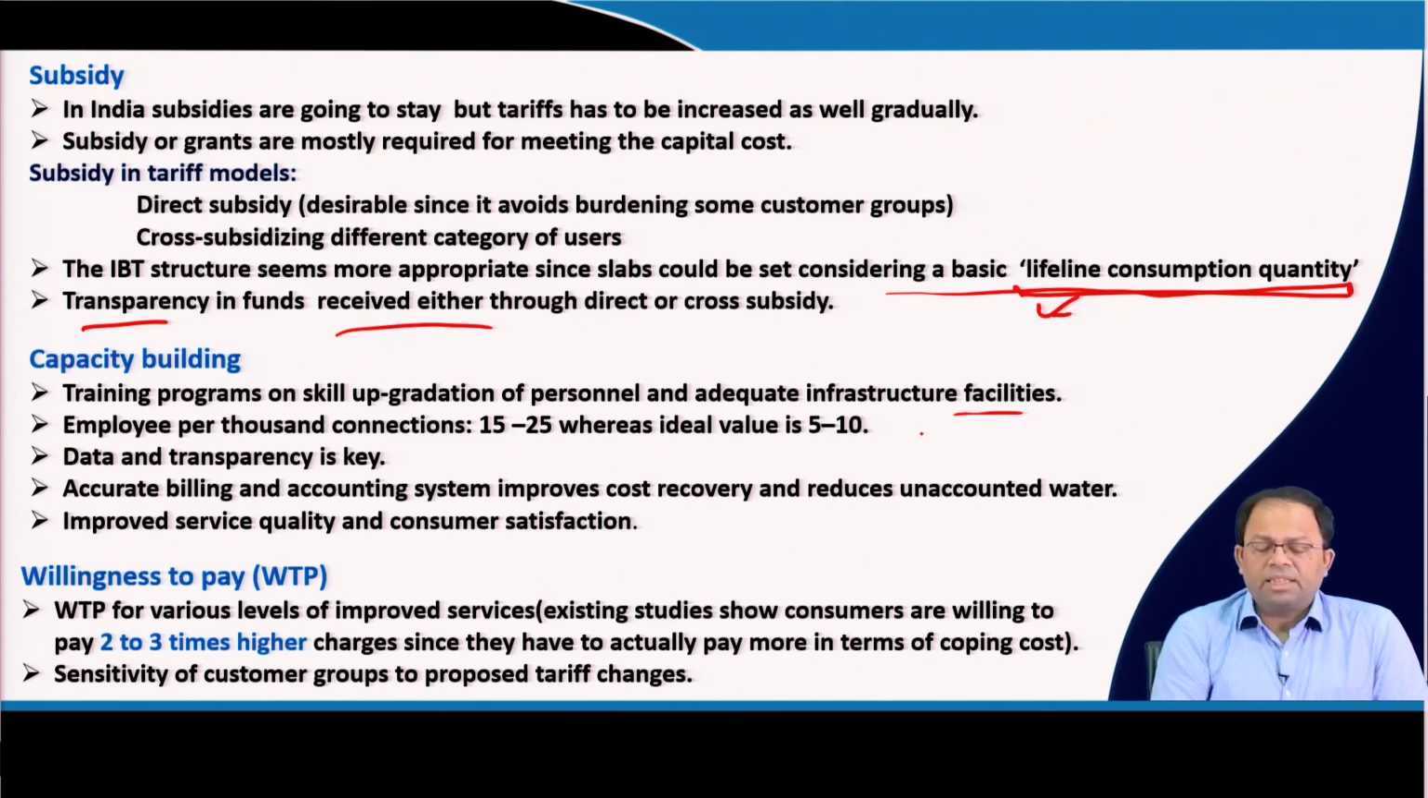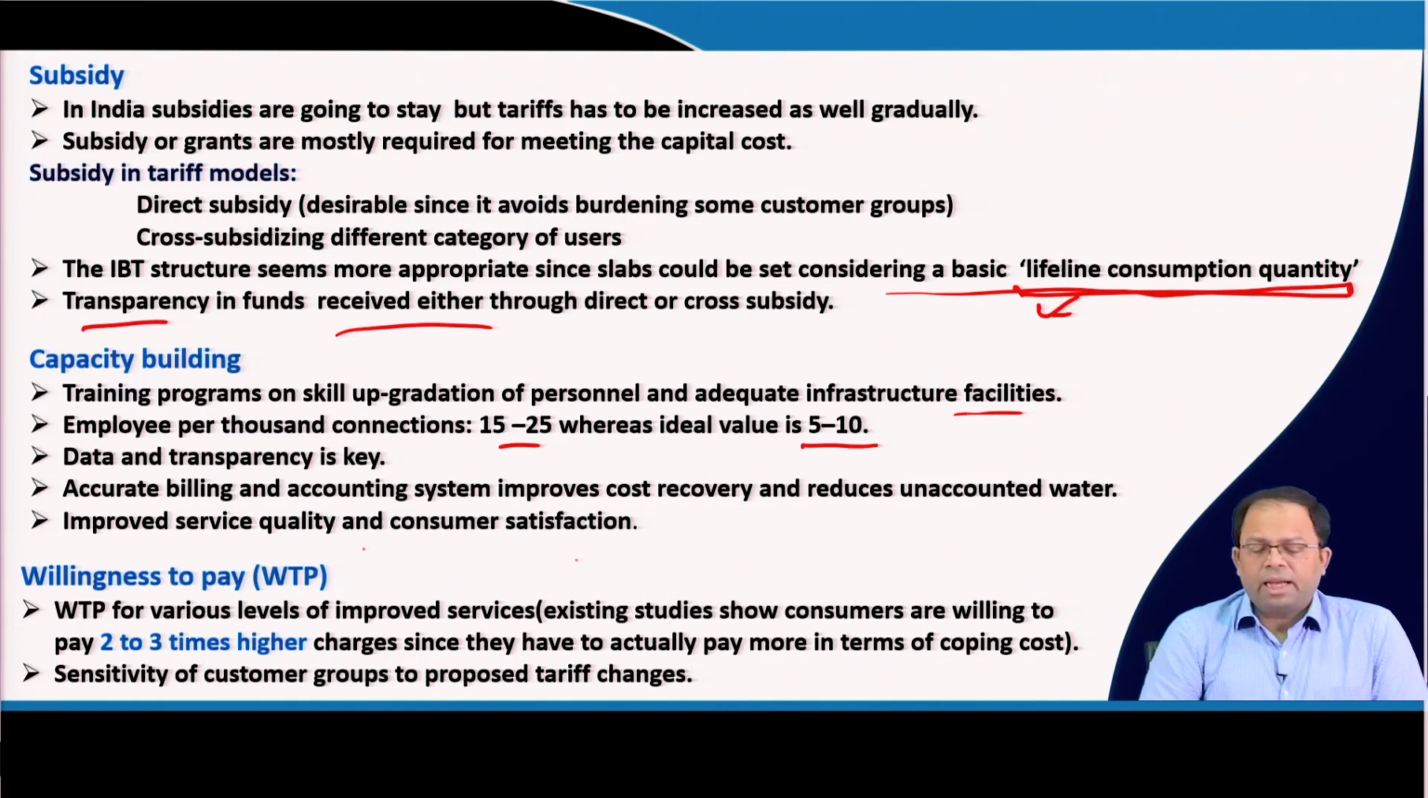Employee per 1,000 connections, we have to bring down the number of employees. Usually we find around 15 to 25 employees, whereas the ideal value is around 5 to 10, right? So that is per 1,000 connections. In case of India, it is around 15 to 25, so we need to bring it down. Data and transparency: the more data we can save and the more transparent the processes, the better estimates we can make and the more we can avoid losses, right? Based on fluctuations, we can supply that amount of water and not send extra which would be lost.